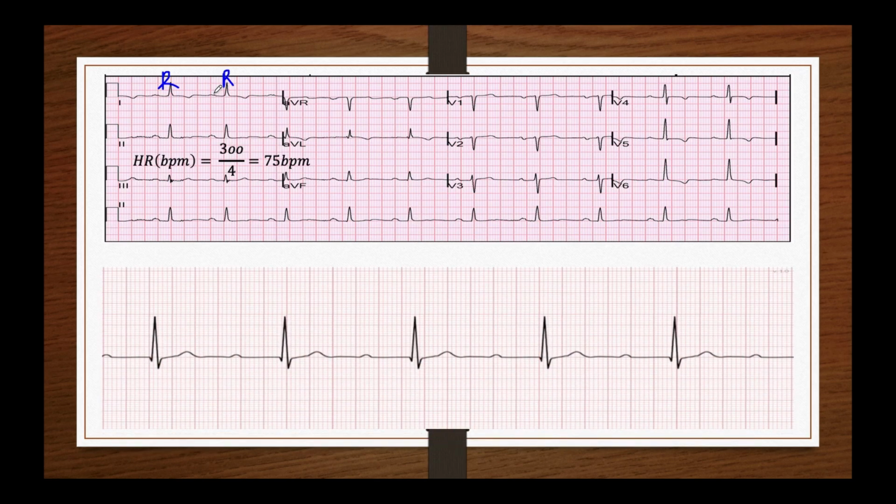In the second example, we have here our first R and another R. So we count the number of boxes between these two R's, and we get 1, 2, 3, 4, 5, 6. And so we divide 300 by 6, not 300 by 60. So we divide 300 by 6, and we get 50.